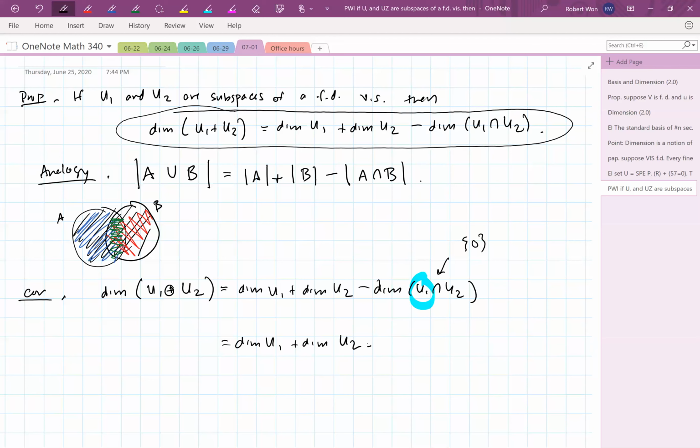Okay, so I encourage you to read the proof in your book. It's a little bit technical. It's not so important. I think it's more important to know the results, but you should be able to follow the proof in your book.